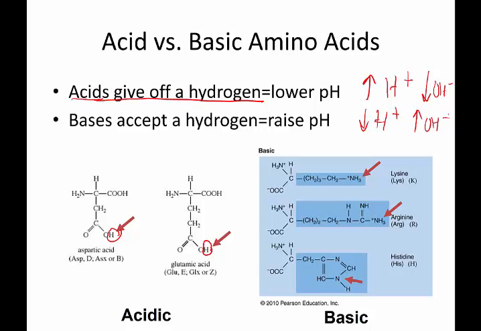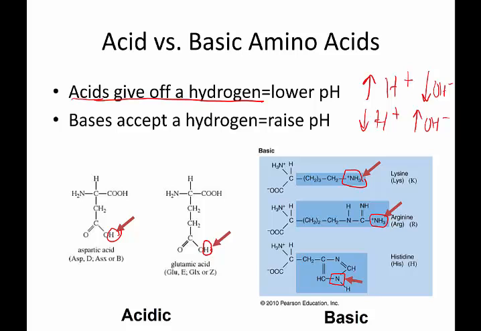So the acidic amino acids are giving off this hydrogen and increasing the amount of hydrogen ions in solution. For basic side chains, these accept hydrogen ions. Right here, this is actually drawn after it's accepted. Here we had NH2 accept a hydrogen ion and it became NH3. Same thing for arginine. NH2 became NH3 when it accepted a hydrogen. And here this nitrogen became NH on histidine when it accepted a hydrogen.